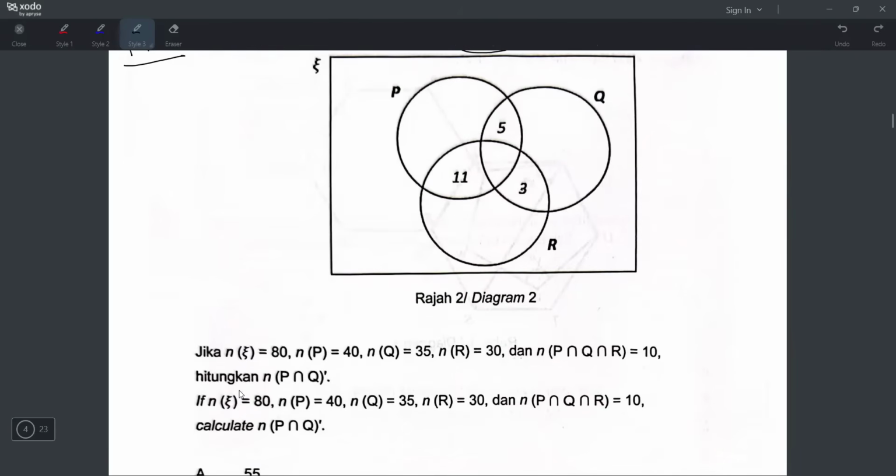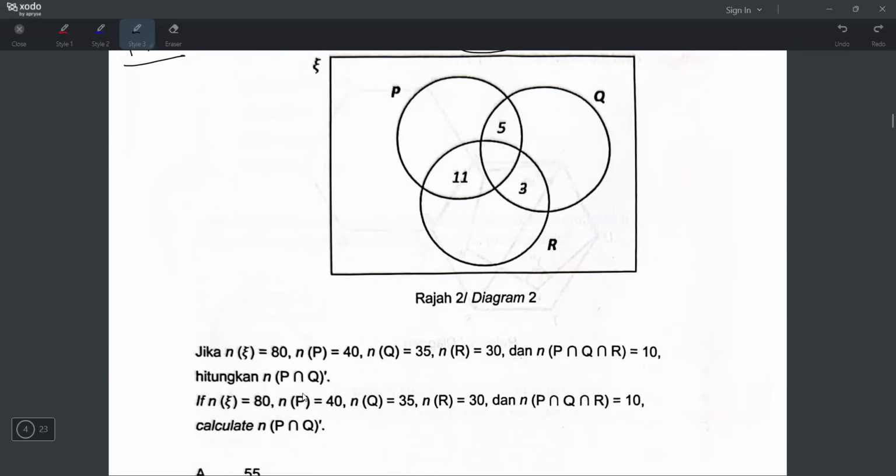Let's see what this says here. Number of universal is 80. So this is the universal set. So the 80 is actually here plus here plus here plus here plus here plus here plus here, everything add together. Okay. But I cannot use this information now is because I have too many region yang saya tak tahu. So the universal I will leave it for now. I don't use it first.